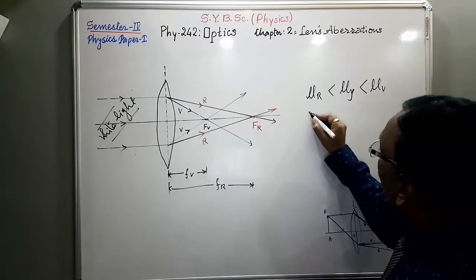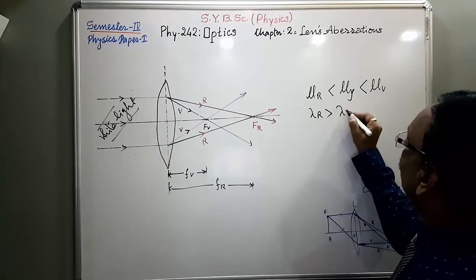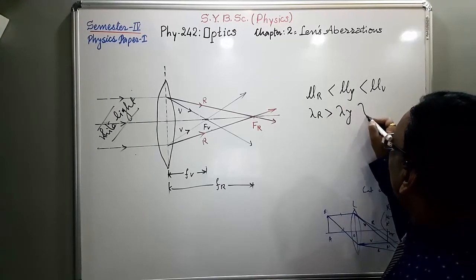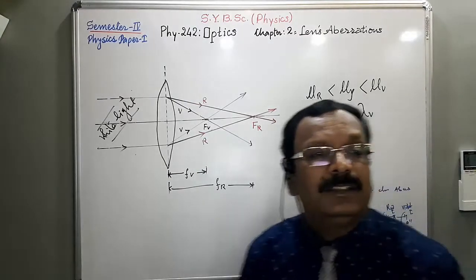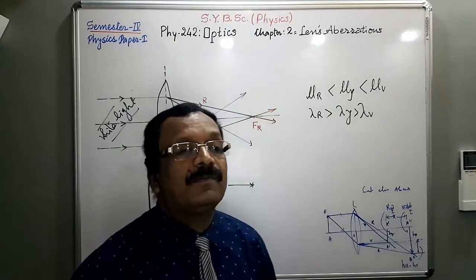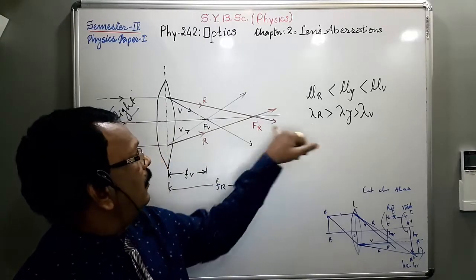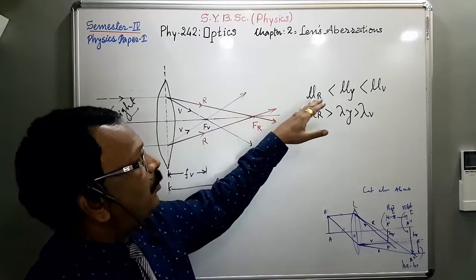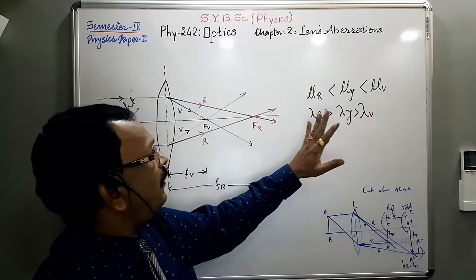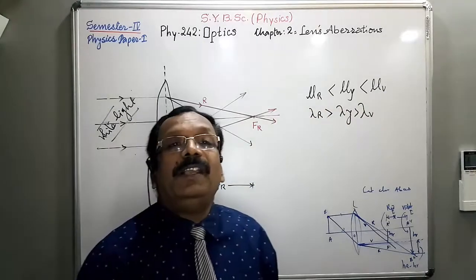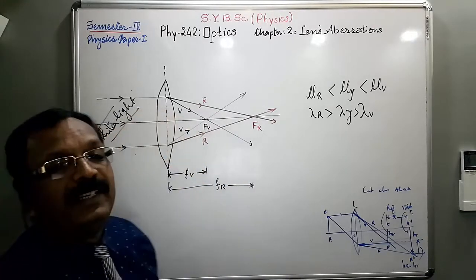But the wavelength of red color is always greater than the wavelength of yellow color, and the wavelength of yellow color is always greater than the wavelength of violet color. This is the controversy, and therefore it is found that violet rays produce larger deviation as compared to the deviation produced by red colors, and this is illustrated in this figure.